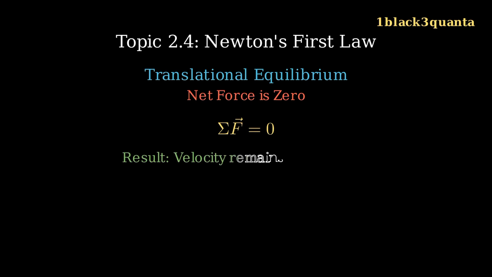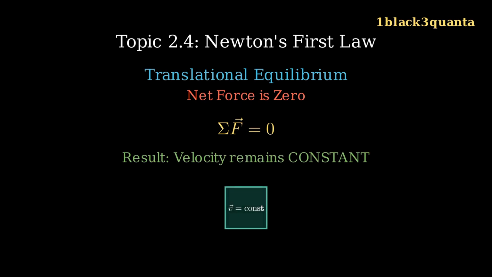So, what is the result of this equilibrium? Newton's first law states that the system's velocity will remain constant. If it's at rest, it stays at rest. If it's moving, it keeps moving at the exact same speed and direction. Let's observe this constant velocity in action with our 3D example.